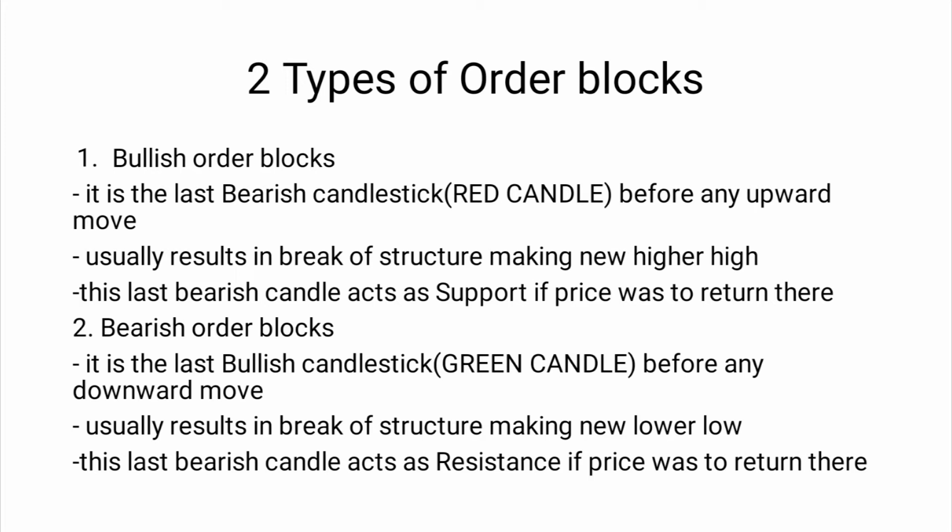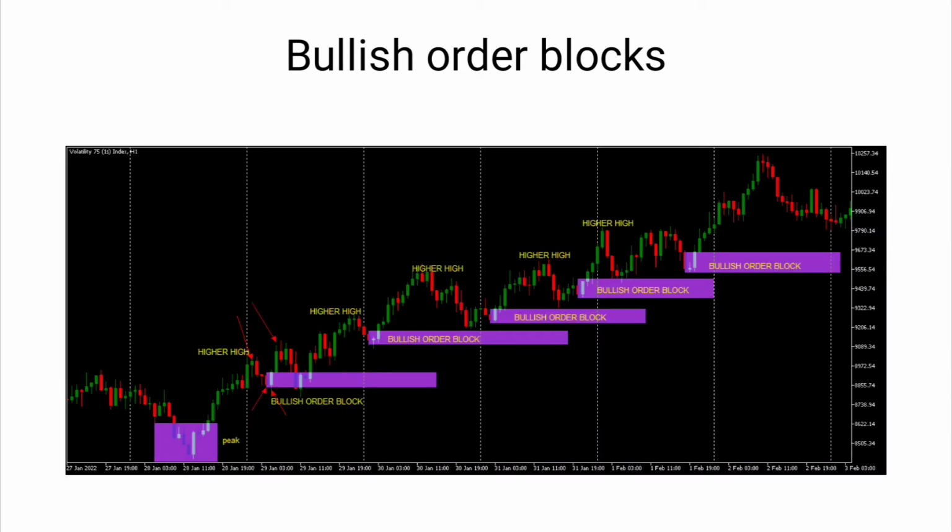And then bearish, it is the last bullish candle, which is a green candle, before any downward move. It usually results in a break of structure, making a new lower low. This last bullish candle acts as resistance, and if price was to return there, we have to sell. So this is an example of a bullish order block.